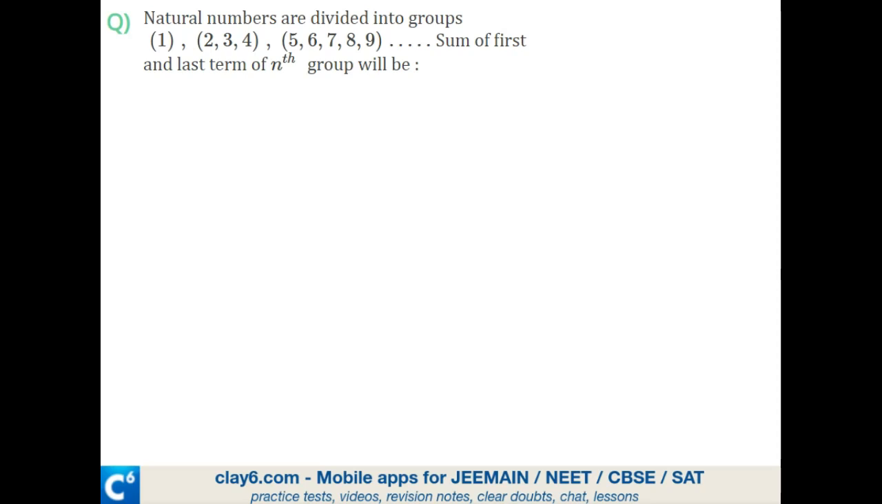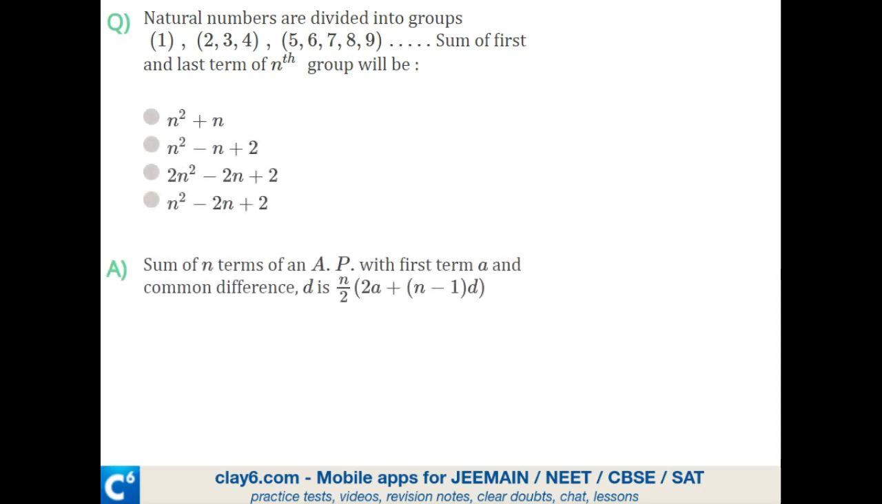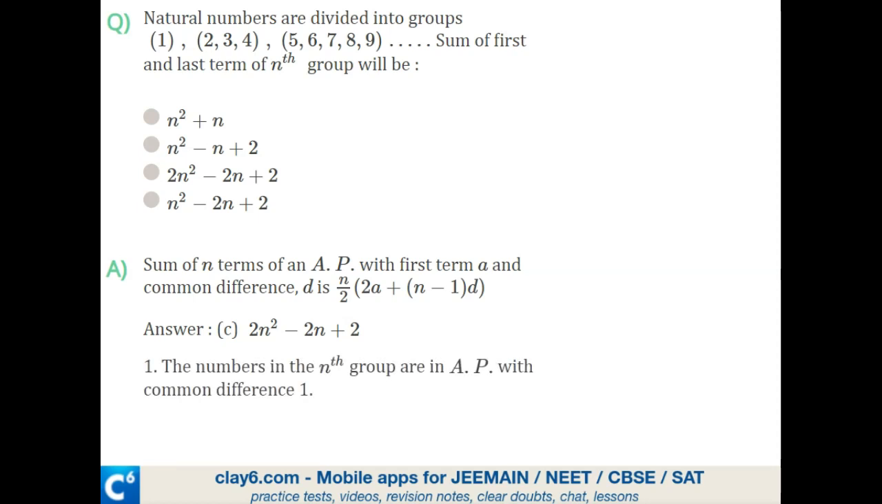The sum of the first and last term of the nth group will be? So we all know the sum of n terms of an AP, which is n by 2 times 2a plus n minus 1 d, where a is the first term and d is the common difference. So let us see how to arrive at this answer. We need to find the first and the last term of the nth group, right?